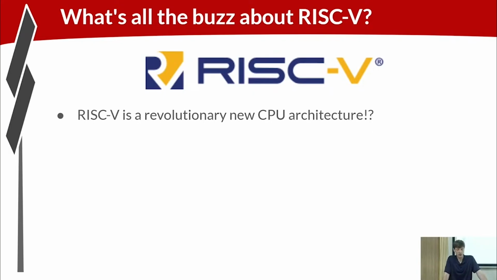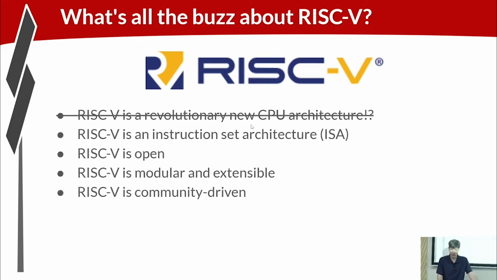So I'm sure you've all heard a lot of buzz around RISC-V. There's a lot of drum beating. What's so novel and worthy of all the enthusiasm about RISC-V? It must be some revolutionary new CPU architecture, right? No, it's not. It looks a lot like many instruction set architectures that have come before it.